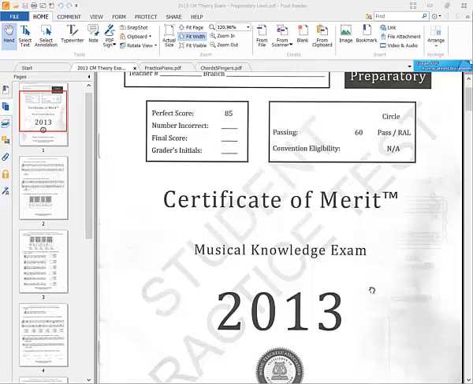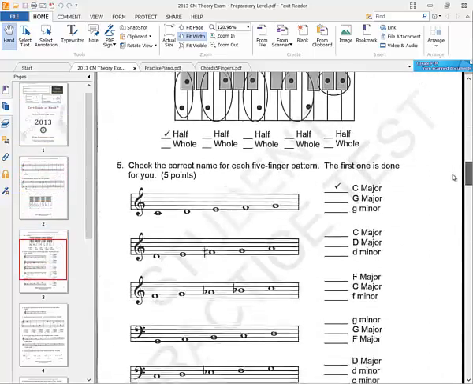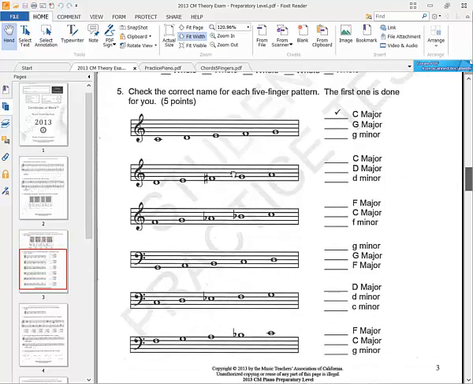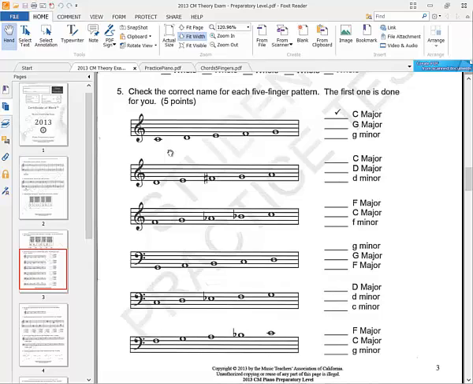Hey guys, I'm here to help you understand the difference between major and minor, both in chords and five-finger patterns. So hopefully this video helps you. You might have seen something like this. If you've seen something like this, you might have to think about whether it's major or minor if you don't know right off the bat.